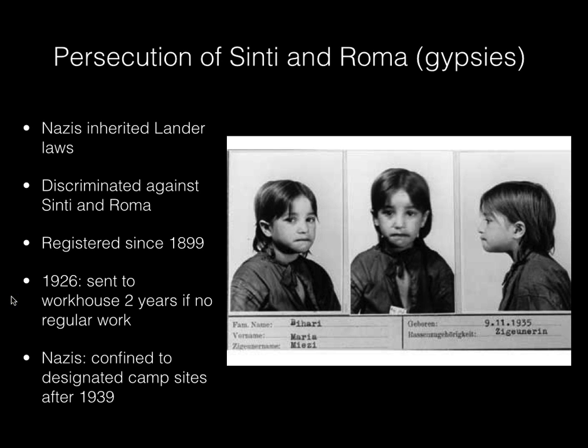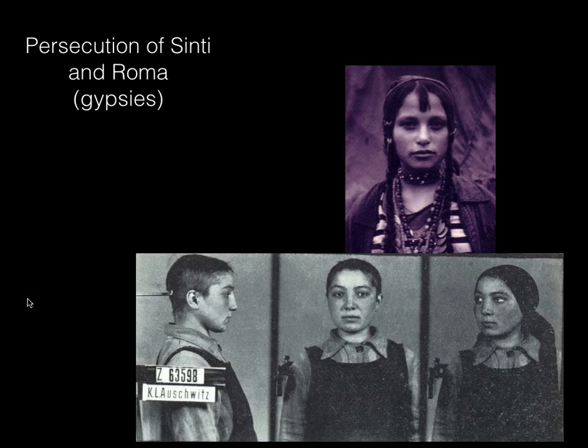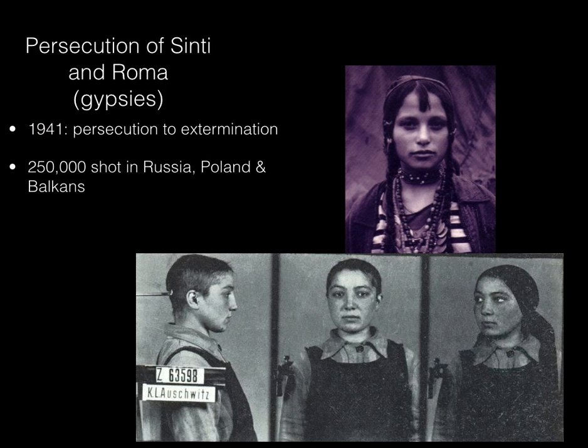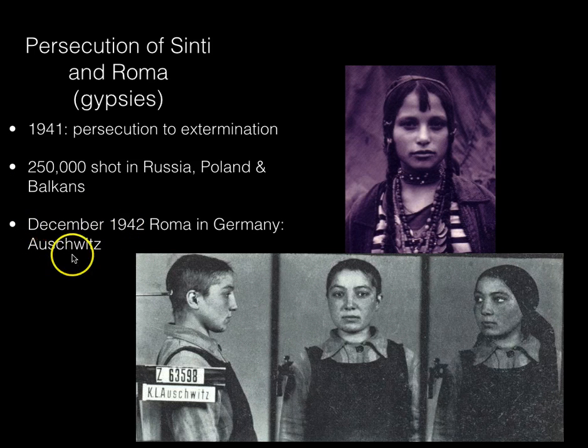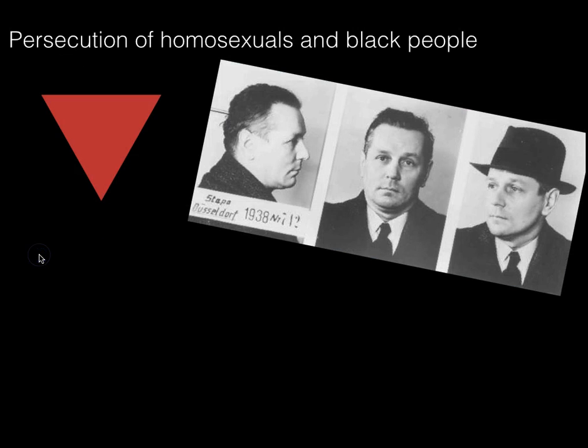Well, in 1939, the Nazis confined the Sinti and Roma to designated campsites. They were not allowed to move, as was their culture and their custom. And I guess you could say the final solution, in a sense, applied to the Sinti and Roma as well. In 1941, it went from persecution to outright extermination, and 250,000 were shot in Russia, Poland, and the Balkans. And those Roma within Germany, in December 1942, were sent to Auschwitz death camp in Poland.